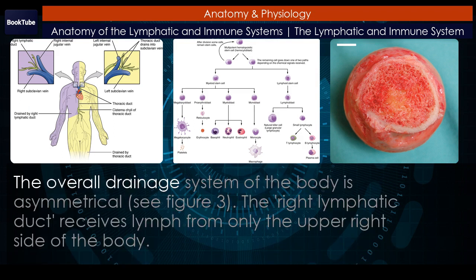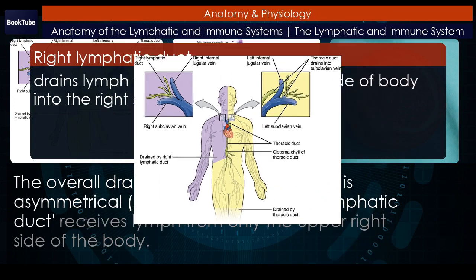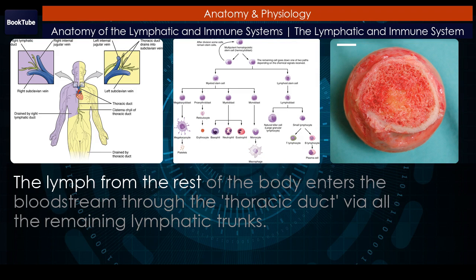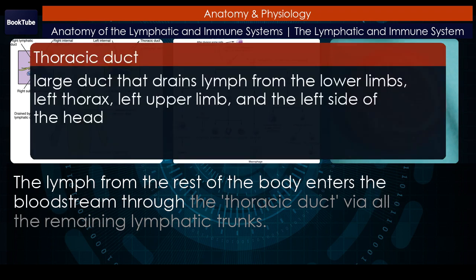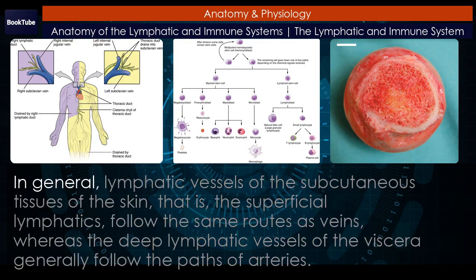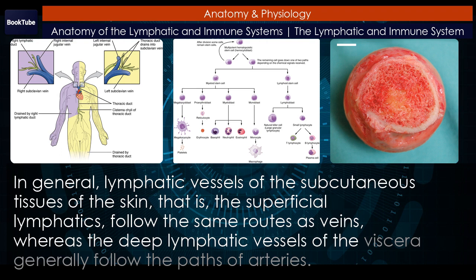The overall drainage system of the body is asymmetrical. See Figure 3. The right lymphatic duct receives lymph from only the upper right side of the body. The lymph from the rest of the body enters the bloodstream through the thoracic duct, via all the remaining lymphatic trunks. In general, lymphatic vessels of the subcutaneous tissues of the skin, that is, the superficial lymphatics, follow the same routes as veins, whereas the deep lymphatic vessels of the viscera generally follow the paths of arteries.